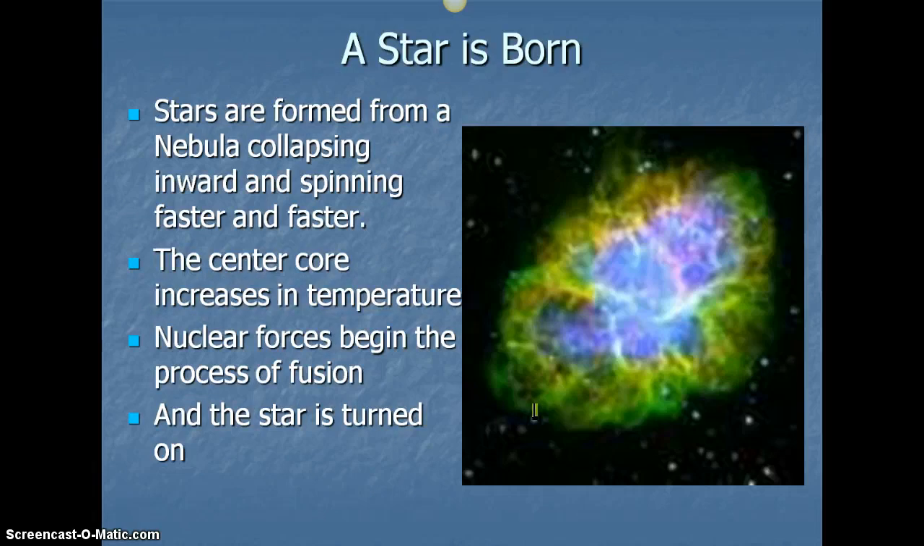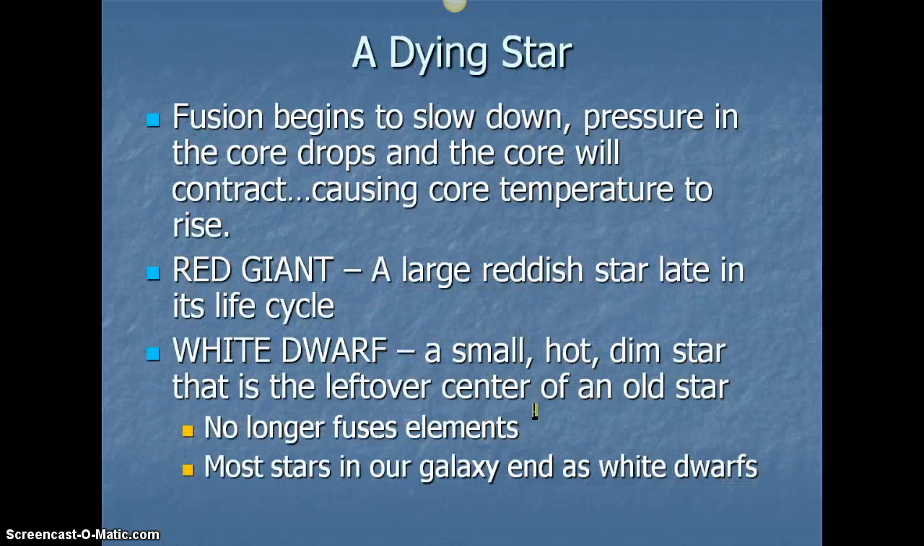So a star is formed from a nebula. It collapses inward and spins faster and faster. The center of the core increases in temperature and nuclear fusion begins. A dying star is when fusion starts to slow down, so the pressure in the core drops and the core will contract on itself, causing core temperature to rise.